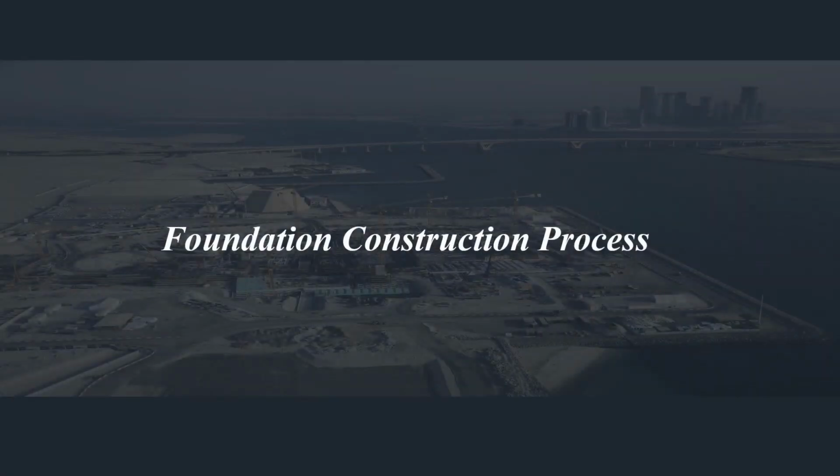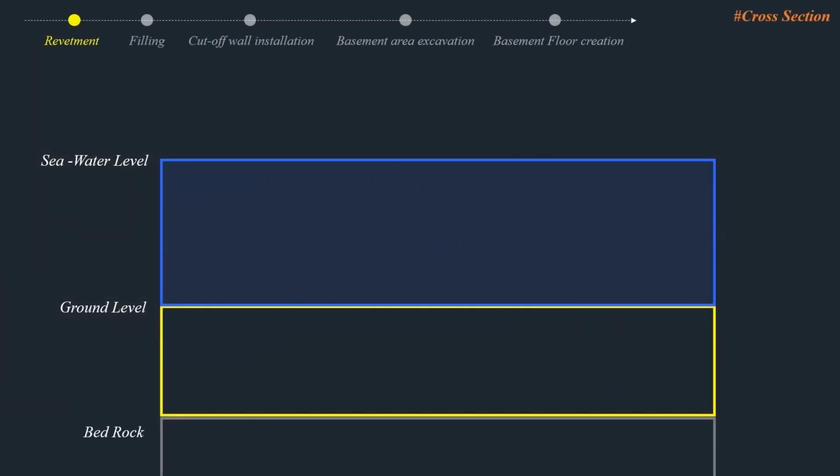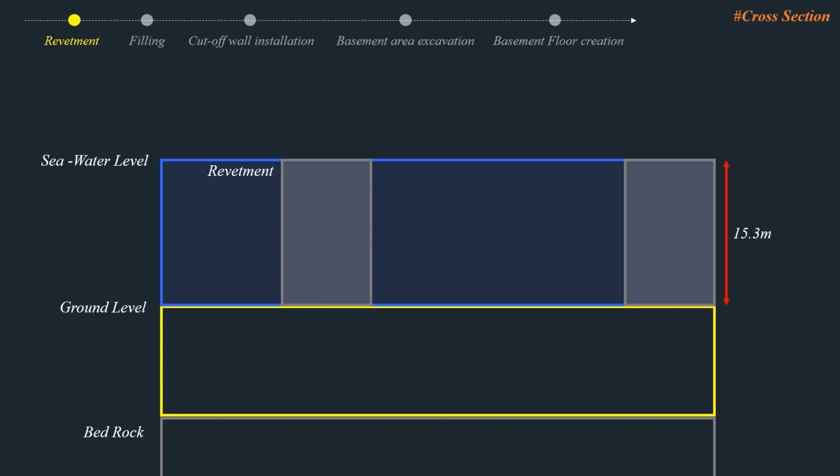Last week, we examined the foundation construction process of the Louvre Abu Dhabi, and now we're going to review it briefly. First, they created a revetment to retain the temporary platform by placing 15.3-meter-high rock and a bank made of sand, preventing the inflow of seawater. And then they used imported fill to displace water and create a platform.